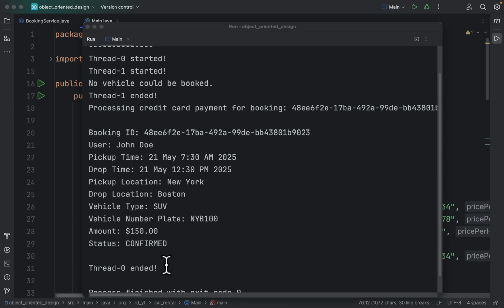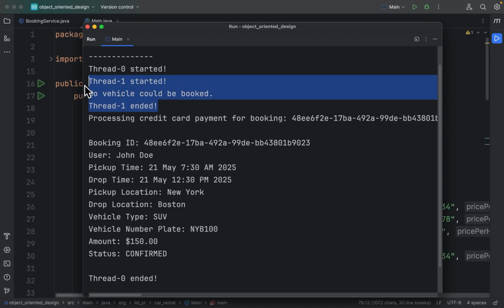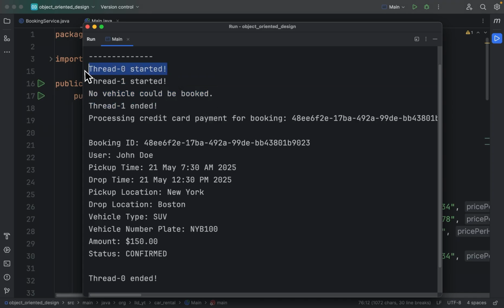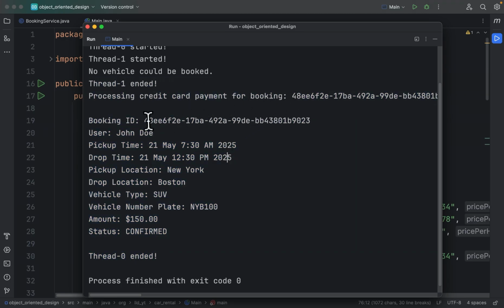So here we can see both of the threads started simultaneously, but thread T1 ended unsuccessfully, meaning it was unsuccessful to book the vehicle. Okay, and thread 0 was successful in booking the vehicle. That's why one booking was made. This is the booking ID, this is the user, and this is the pickup and drop time, and this is that SUV, and this is the amount.